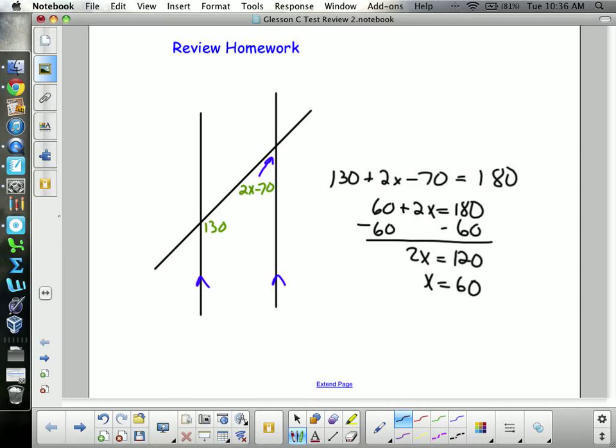Was alternate interior? Alternate interior is congruent. Okay? Basically, all of them are congruent except for linear pair and consecutive interior. Those are the only two that are supplementary. All the rest of them are congruent. All right?